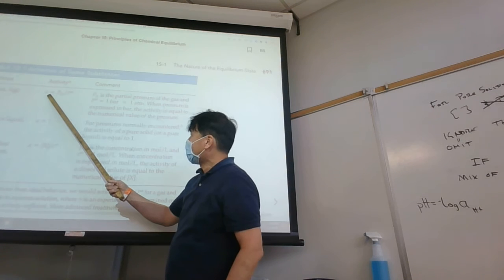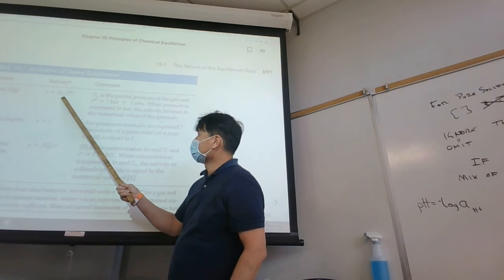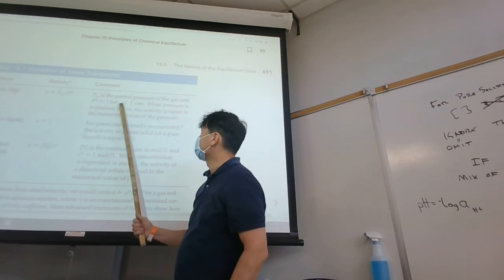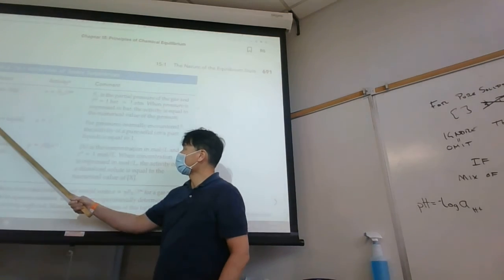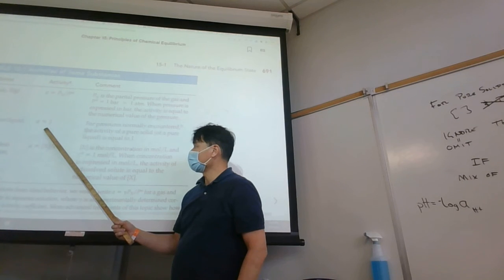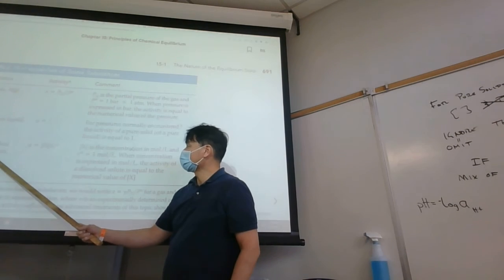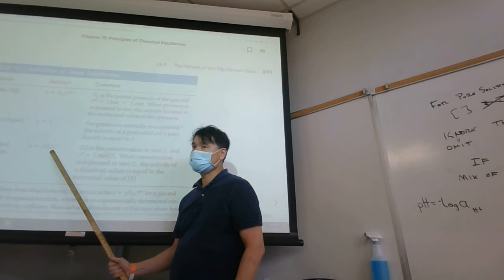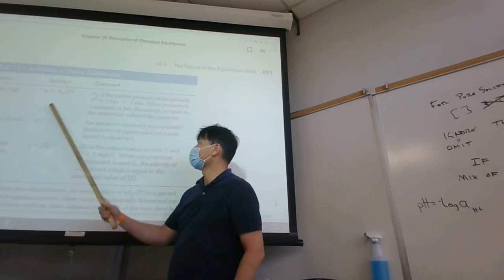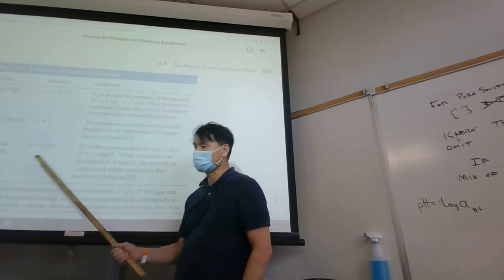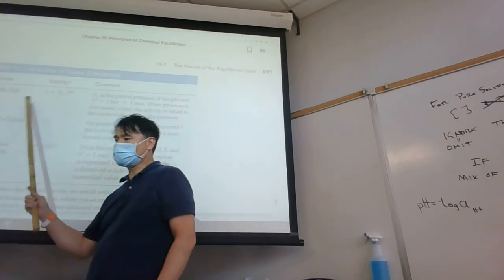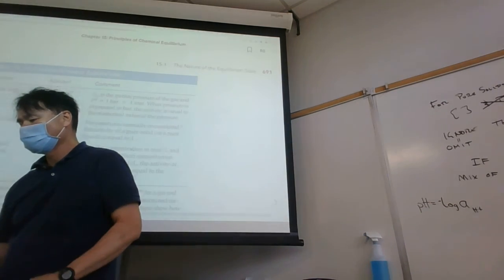The activity of a gas is just equal to its pressure, as long as we are not too high in pressure. The activity of a pure solid or liquid is just 1, it doesn't change. The activity of a solution is just equal to its molar concentration. So, as long as we're not too concentrated or too high pressure, we can just go ahead and use the concentrations and pressures as I did up there.